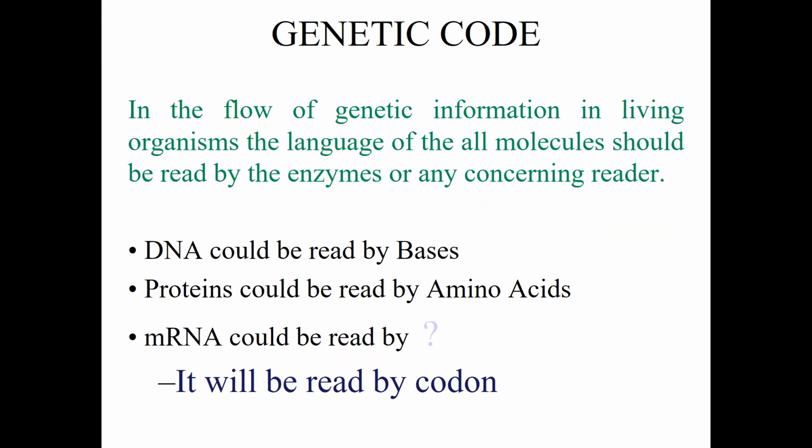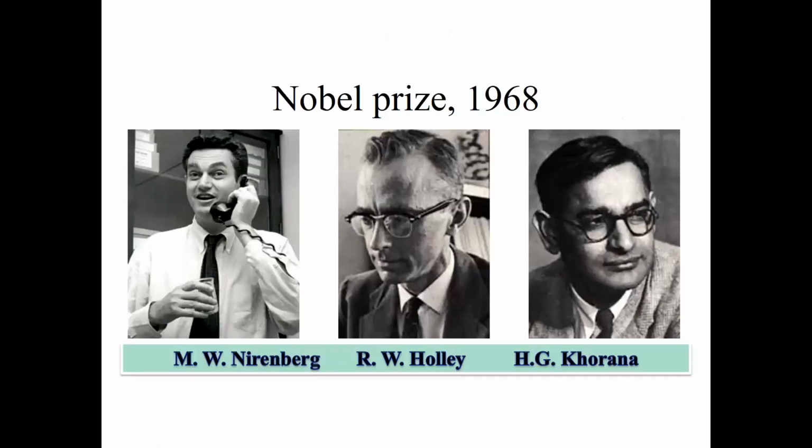Genetic code, another term. In the flow of genetic information in living organisms, the language of all the molecules should be read by enzymes or any concerned reader. DNA could be read by bases. Proteins could be read by amino acids. mRNA could be read by what? It will be read by codons, because in mRNA there are codons. Codon means 3 letters in the mRNA. They are called codons, and scientists discovered the genetic code and got the Nobel Prize.